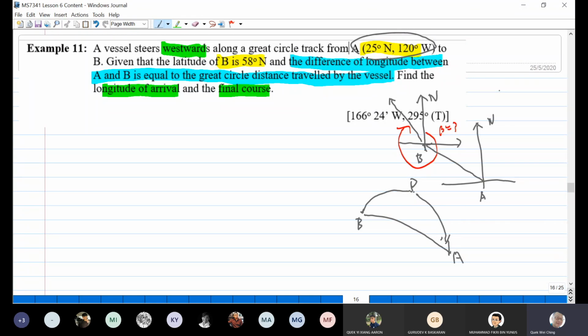Then let's try to figure out what this is. The angle P is the same as the great circle distance, small p. Big P and small p are the same, because the difference in longitude between A and B is the same as the great circle distance traveled by the vessel. So this is what it is.